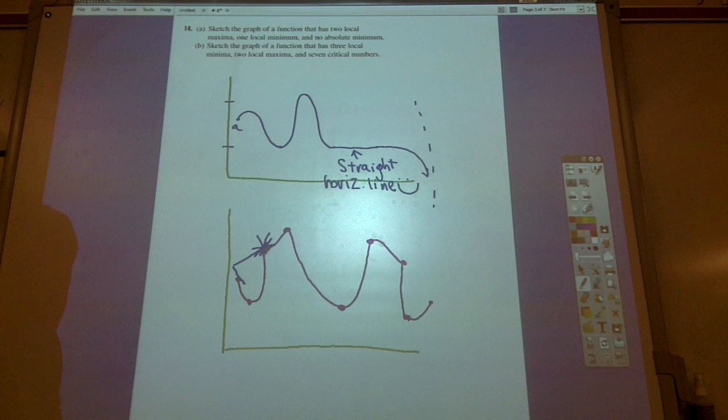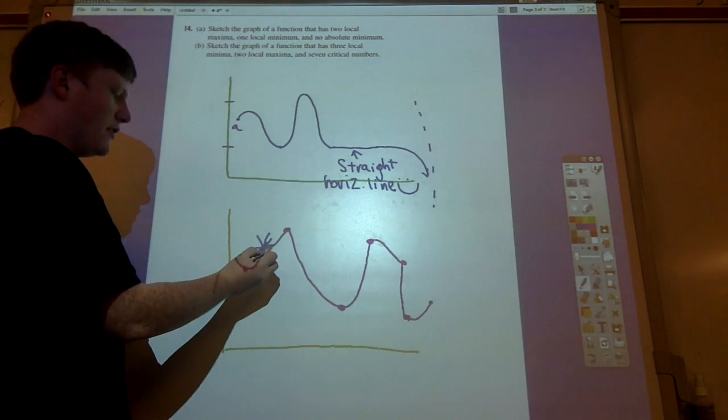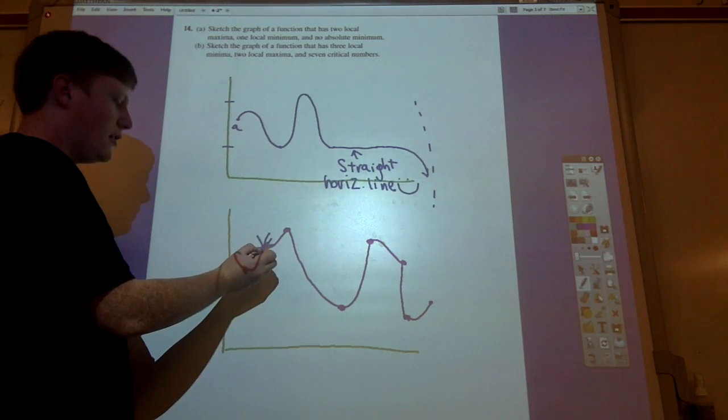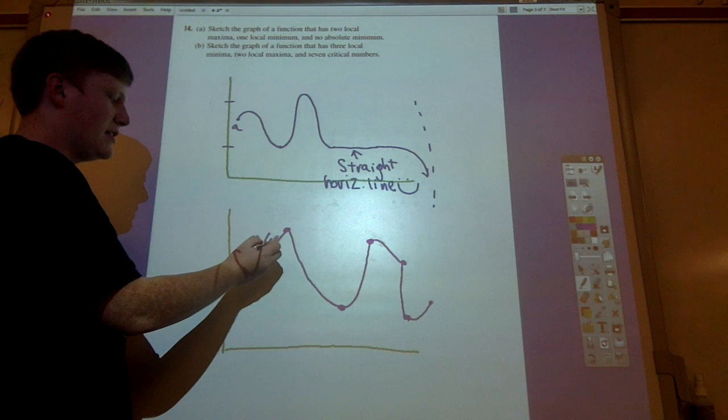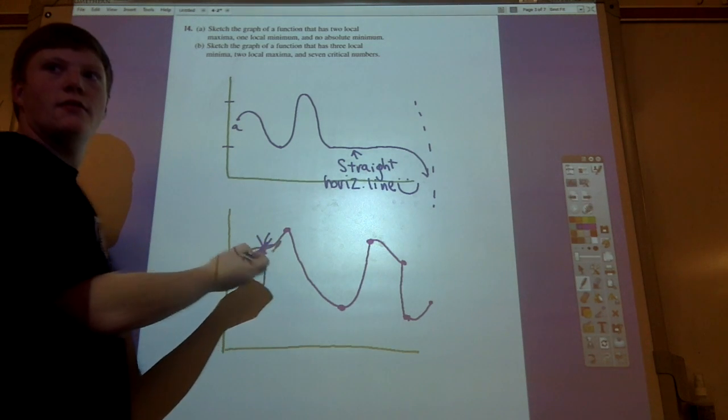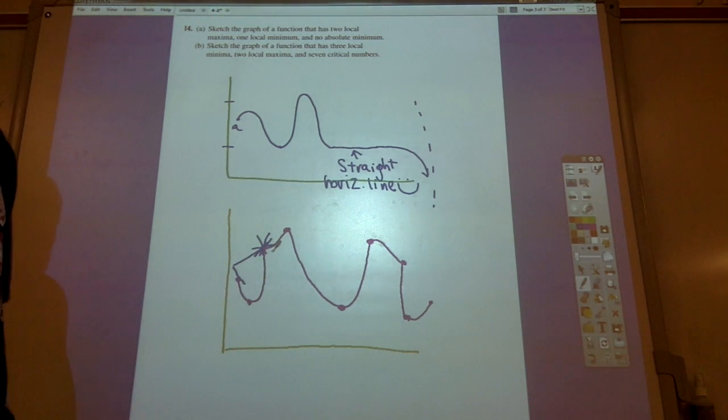Because at this point it goes up, it keeps going up. So it's not a max. The value here is less than that, but this is higher than that, so it can't be the local maximum. That's why you had to make the right side of that curve not dip down, or else it would be a local maximum.